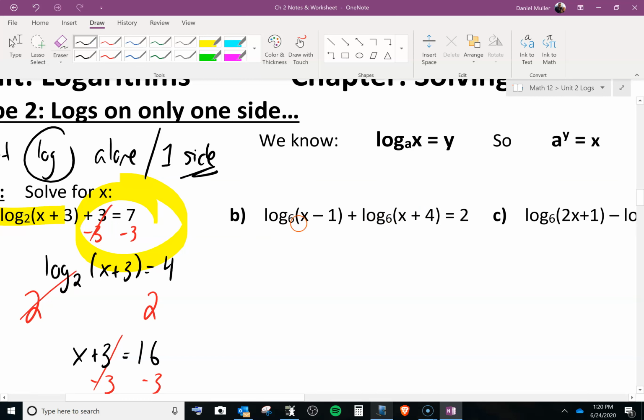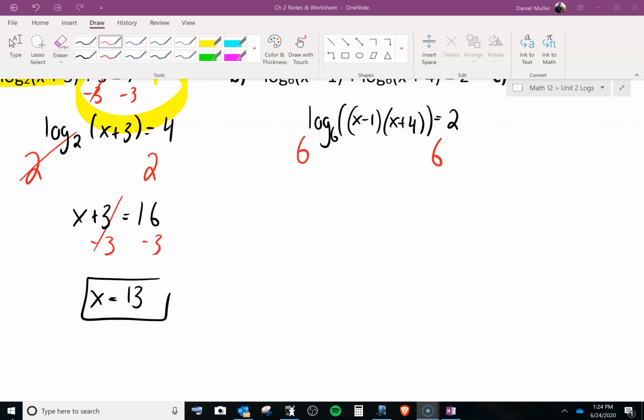So that's what's happened here. They're not alone. They are alone, but they're not together. You just haven't combined them yet. So we can combine them. Now because they're adding, we can use the log law that says we can multiply. And it's a log base 6. So therefore I can go 6 to the power of and 6. So these can just cancel out. That's gone.